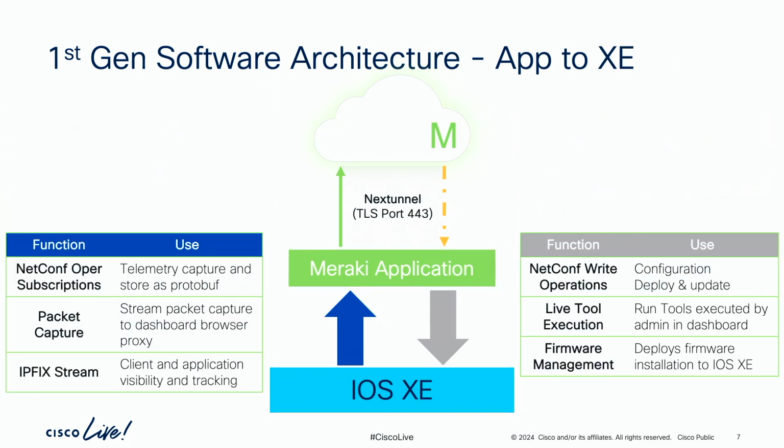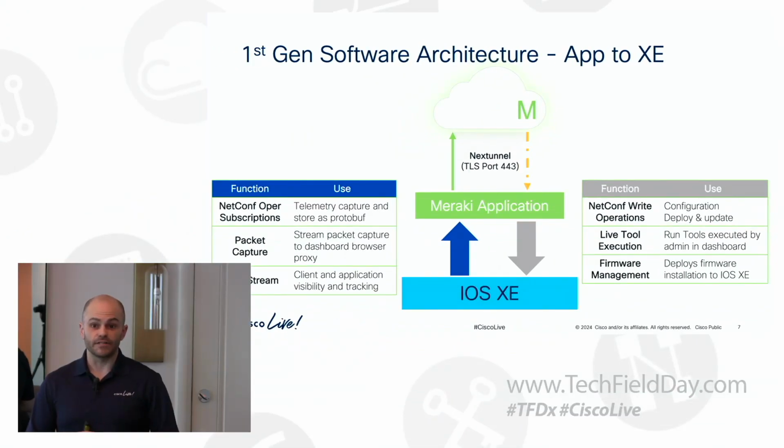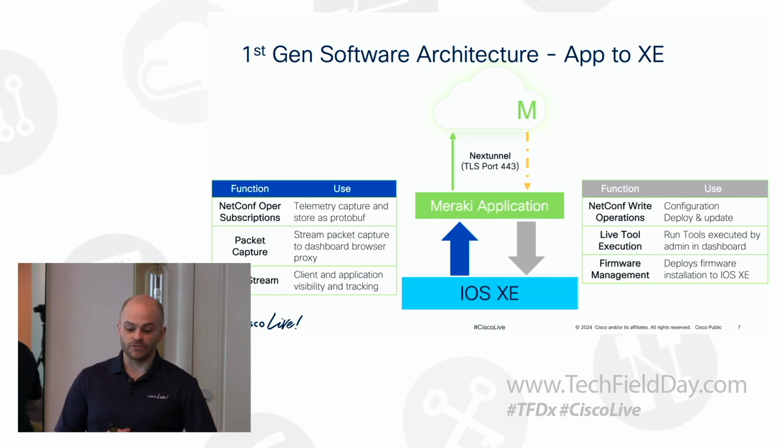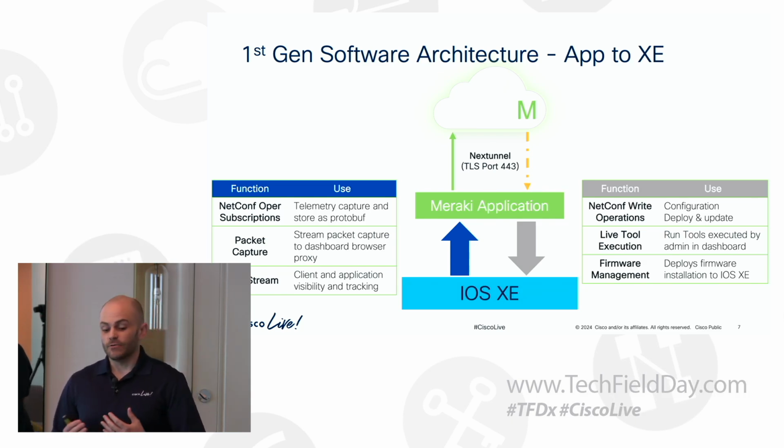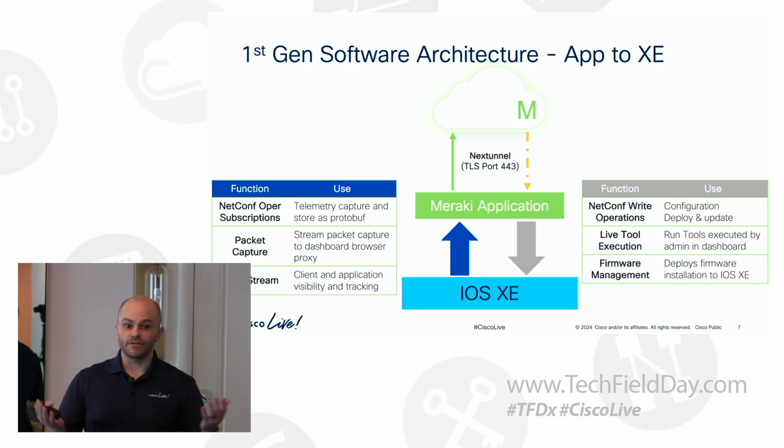From the application to IOS XE, this is where we do NETCONF telemetry subscriptions. So we'll subscribe to a bunch of different endpoints and then find when there are port up-down status changes, all that information. And we also execute some of the packet capture functions using ERSPAN. We also have a flow collector that sits there and captures IPFIX flows, translates it into our traffic analytics, and brings that to dashboard so that we can give you application usage, endpoint, bandwidth utilization, et cetera.